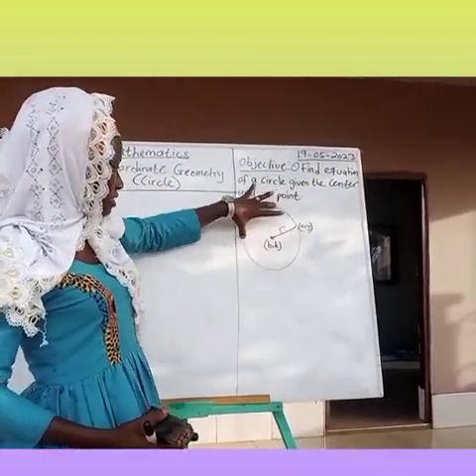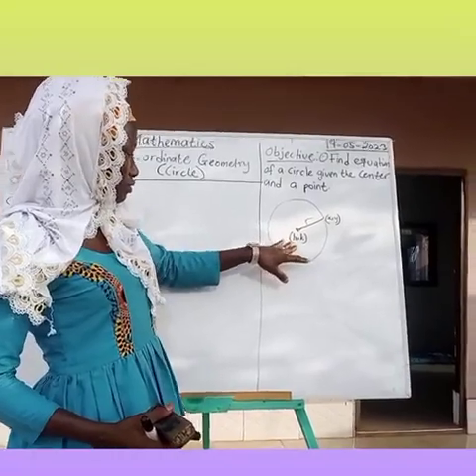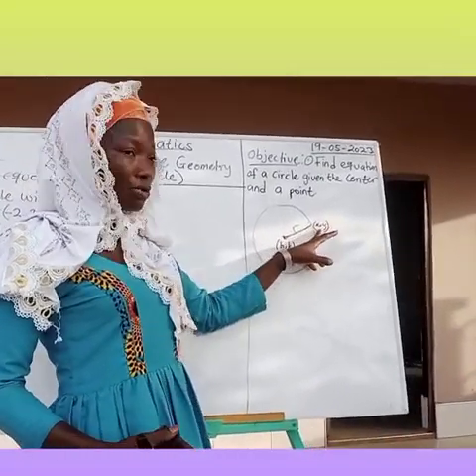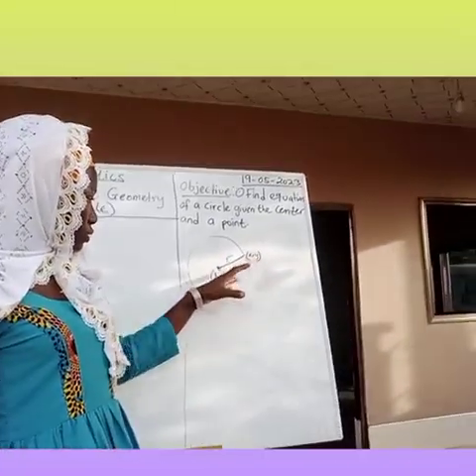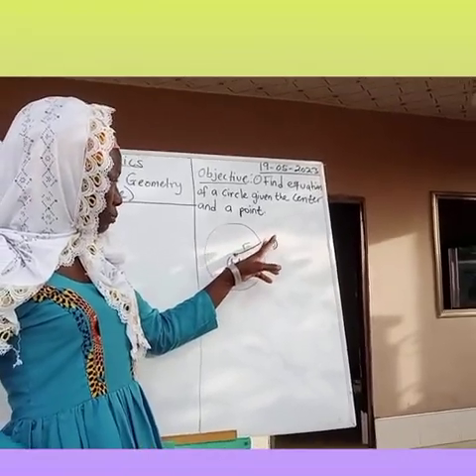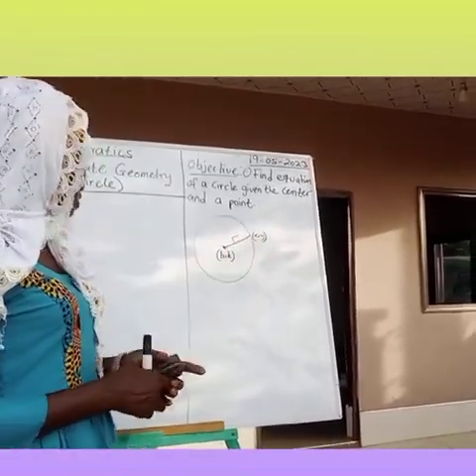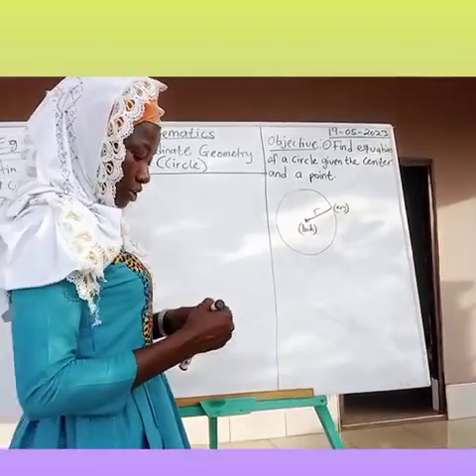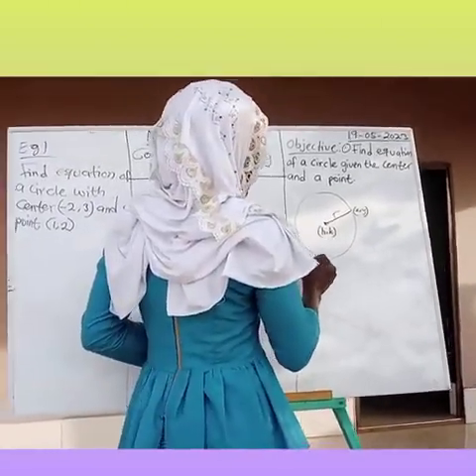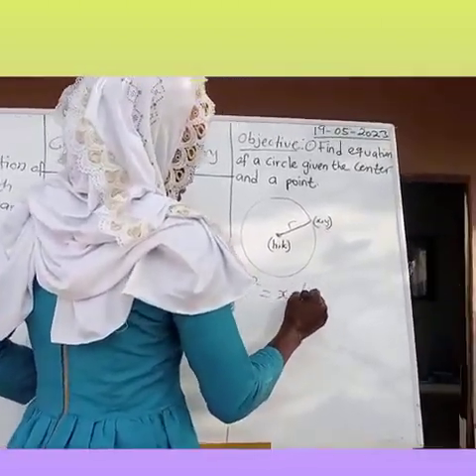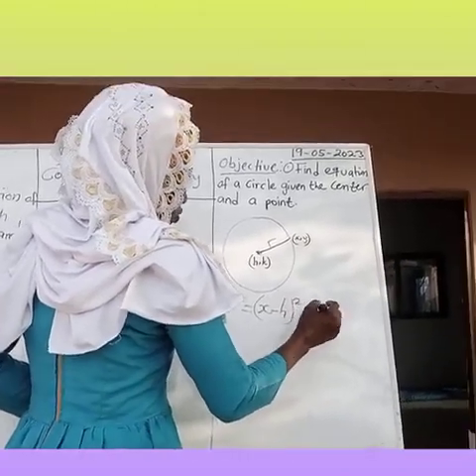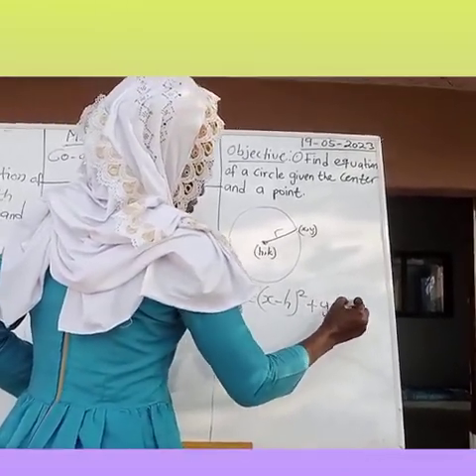Here it is. We have a circle with the center at (h, k) and an arbitrary point (x, y). From the center to the point gives us the radius, and we know that to get the equation of a circle, we need the radius and the center. So this is the standard form of the equation of a circle.